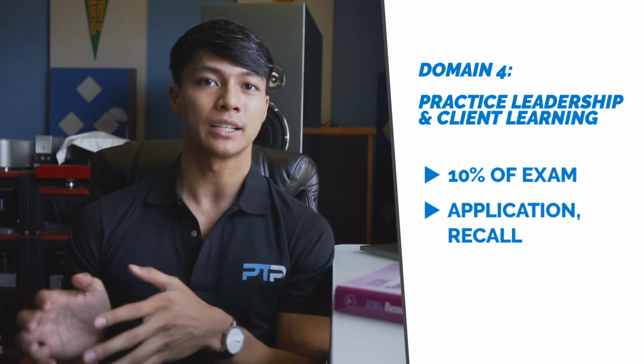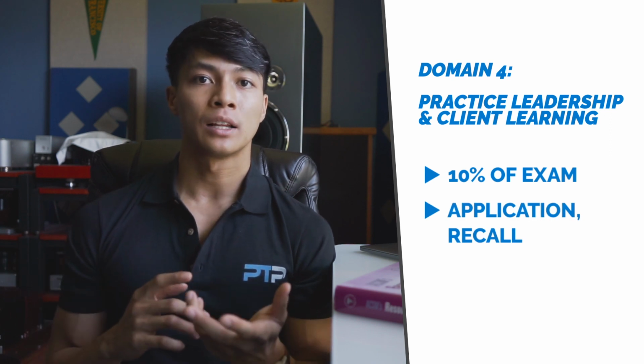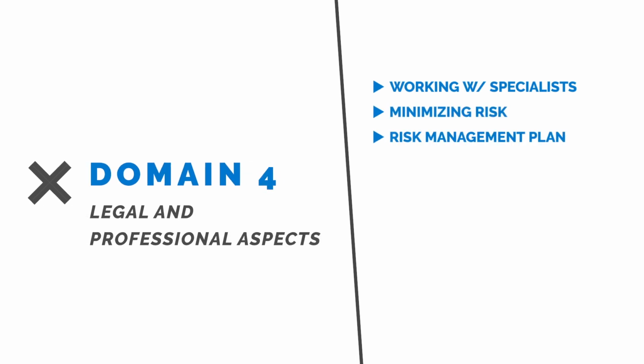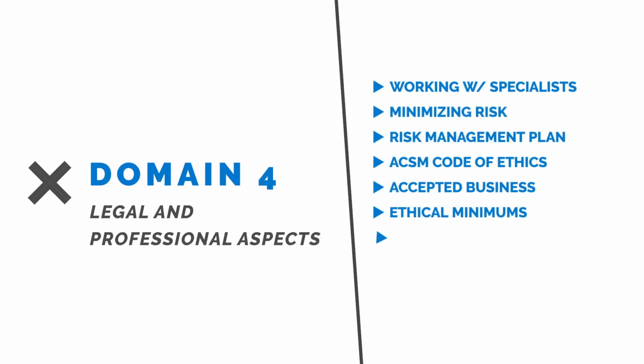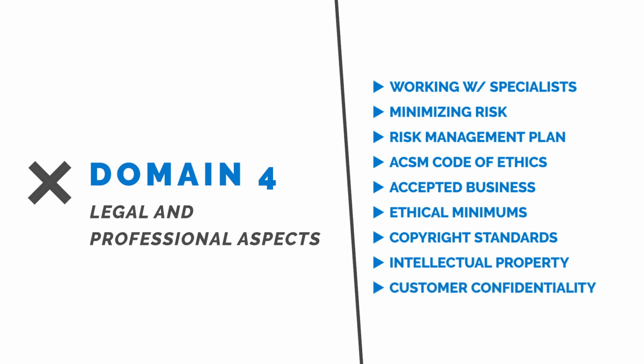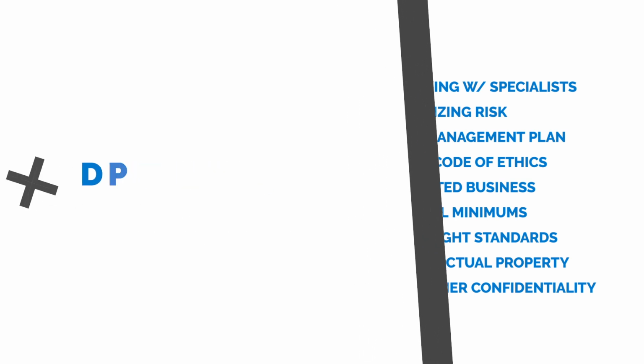Lastly, Domain 4 will cover legal and professional aspects. This will cover the last 10% of the exam. This domain will cover the cognitive levels of application and recall. This last domain will cover topics including working with healthcare specialists, minimizing risk factors, designing a comprehensive risk management plan, the ACSM Code of Ethics, accepted business practice, ethical and professional minimums, copyright standards, intellectual property, and customer confidentiality.